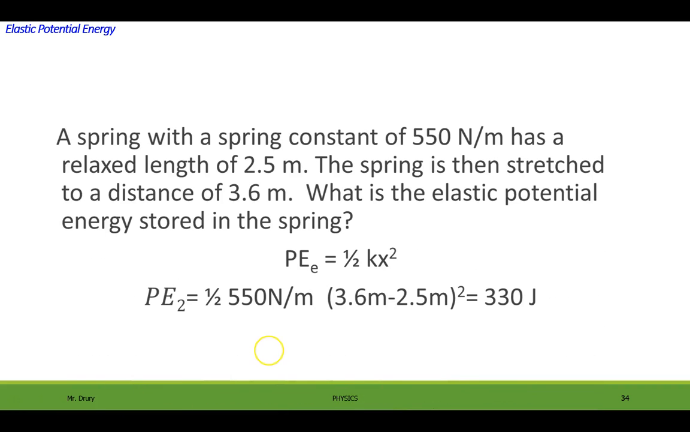A spring with a spring constant of 550 newtons per meter has a relaxed length of 2.5 meters. The spring is then stretched to a distance of 3.6 meters. What is the elastic potential energy stored in the spring? Well, we have elastic potential energy is equal to 1/2 kx squared. We put the numbers in, and x would be the final position minus initial position, and squaring it. So that comes out to be 330 joules.